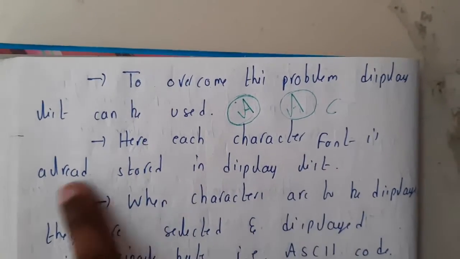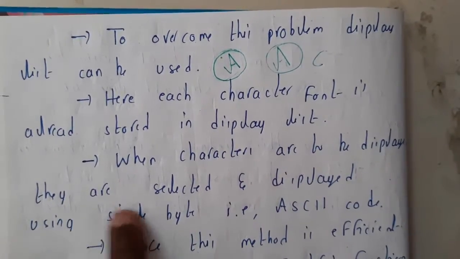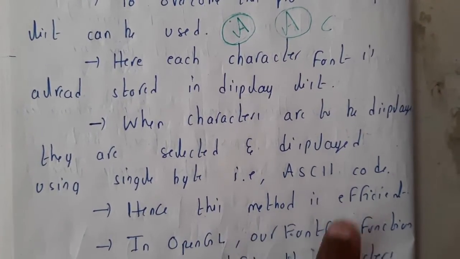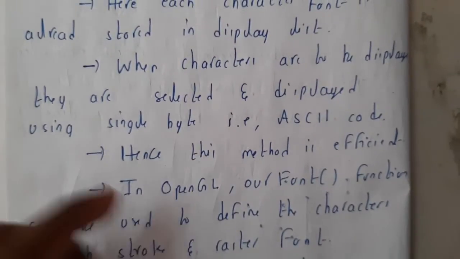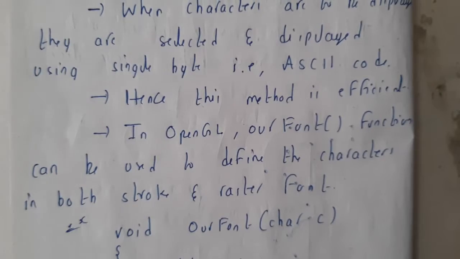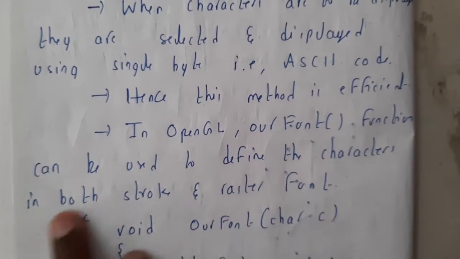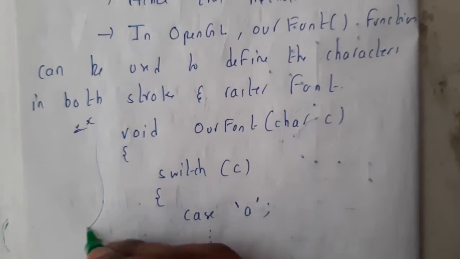Here each character font is already stored in the display list. Whenever a character is to be displayed, it is selected and displayed using a single byte, that is nothing but the ASCII code. According to the key that you pressed, it will access and get the data for the particular character which we want to print. Hence this method is efficient. In OpenGL, we have a font function that can be used to define the character, stroke and raster font. This will be the format.